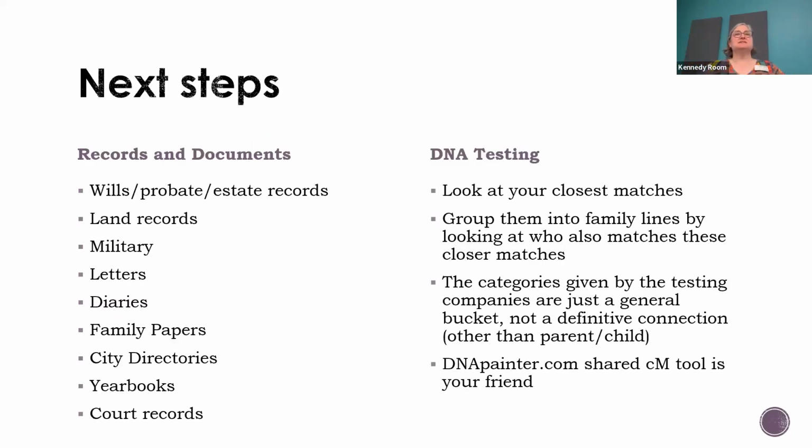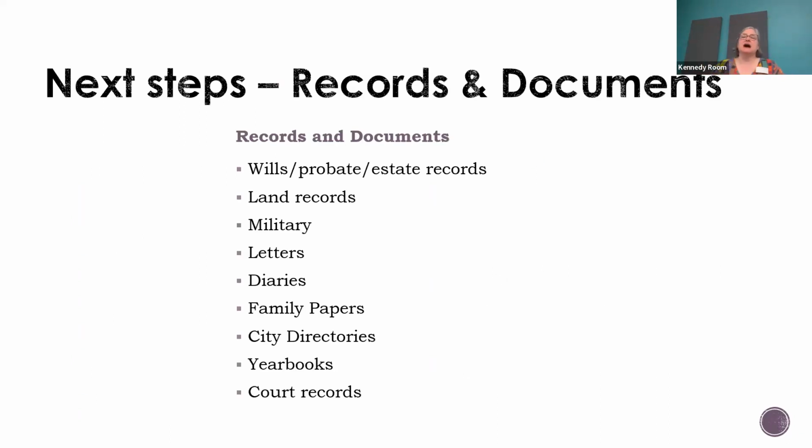So, next steps. You found the birth, marriage, death, and census records. You sent off your DNA test. It'll take a month or two to get the results back. What are the next steps you can be doing? Well, for records and documents, things like wills, probates, estate records, land records, military, letters, diaries, family papers, city directories, yearbooks, and court records. And we'll go through some examples of these.